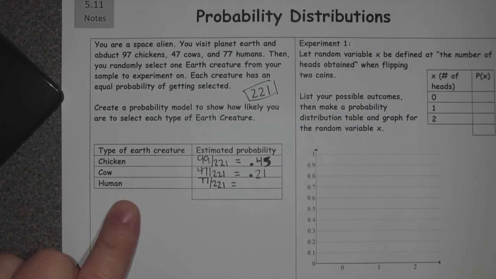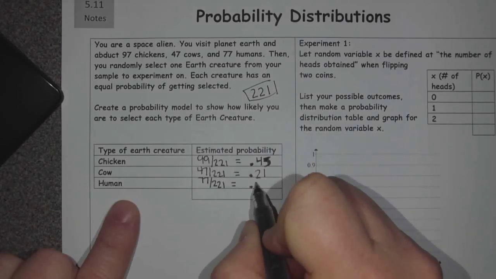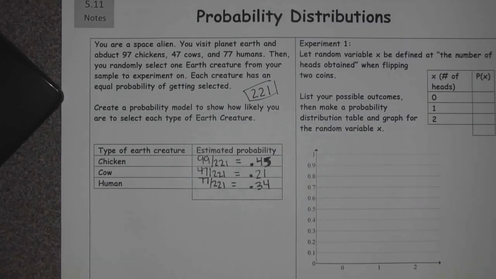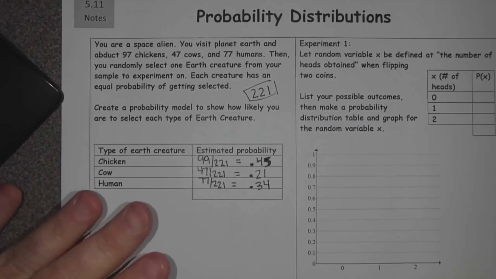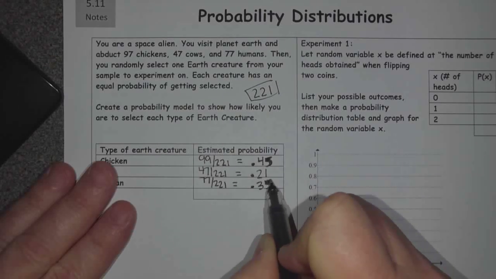And as a decimal number, 0.34. Okay. It could be 0.35. Yeah, I think you could round that one up too. You want to go 4 or 5? 5. We always like more. We always like to round up when we're supposed to.